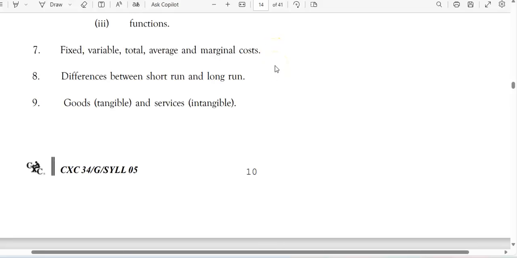What do we mean by fixed cost? Well, these are costs that do not change with the level of output. These costs must be paid even if nothing is produced. Example of fixed costs: rent for factory space. So whether you are making a profit or not, rent you will have to pay. That's a fixed cost.